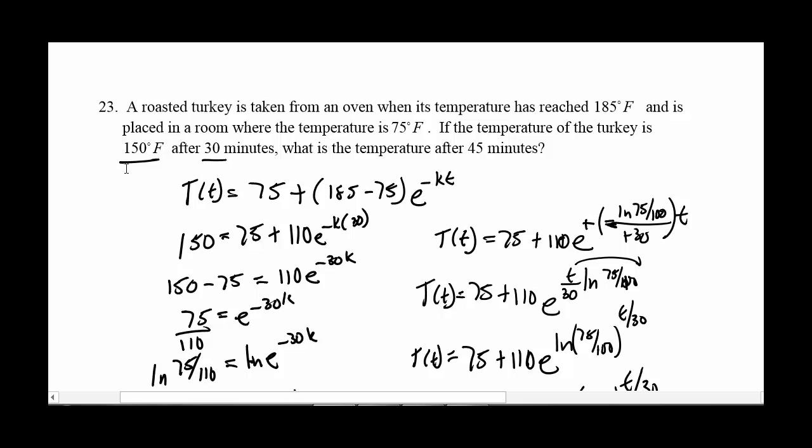If it cooled down to 150 degrees after 30 minutes, then after another 15 minutes, obviously it can't be bigger than 150, so it should be something smaller, and it is. So, yay, math checks out.